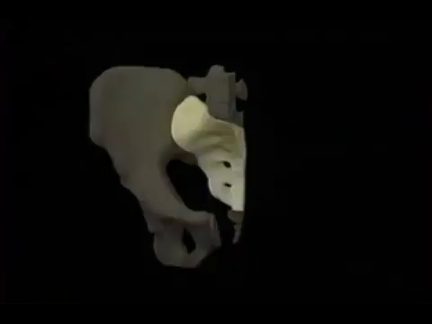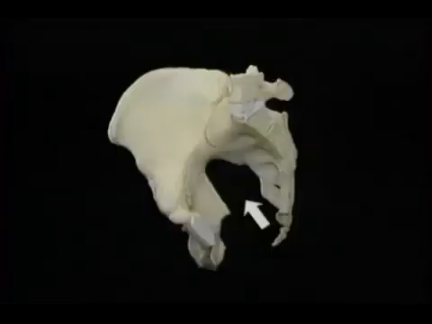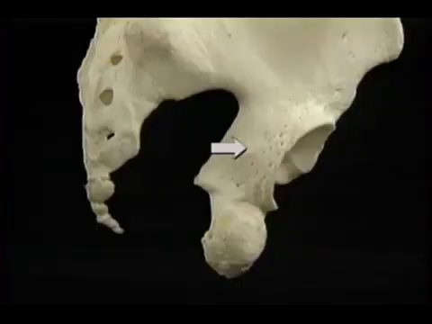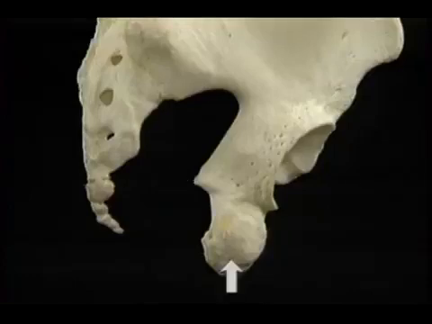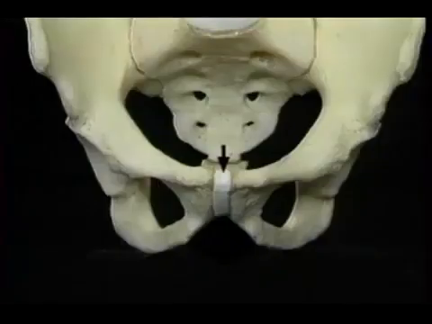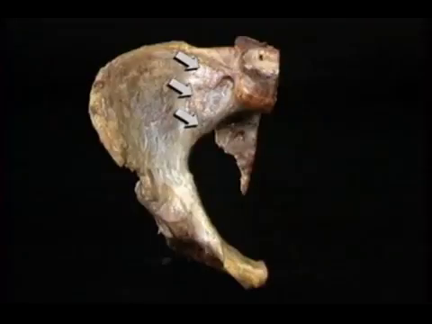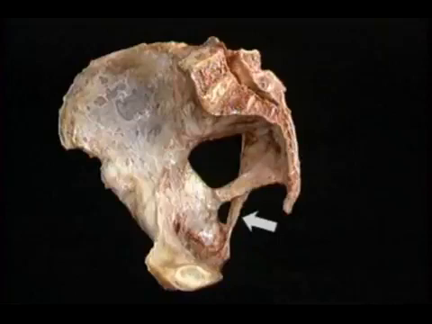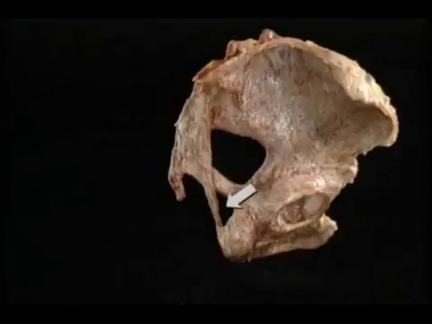Now, let's review what we've seen of the bones and ligaments that surround the pelvic cavity. Here's the hip bone, the sacrum, and the coccyx. Here's the sciatic notch. Here's the pelvic brim. Here's the obturator foramen, the body of the ischium, the ischial spine, and the ischial tuberosity. Here's the body of the pubis, the ischiopubic ramus, the pubic symphysis, and the pubic arch. Here are the sacroiliac ligaments, anterior and posterior. Here's the sacrotuberous ligament and the sacrospinous ligament. Here's the greater sciatic foramen and the lesser sciatic foramen.